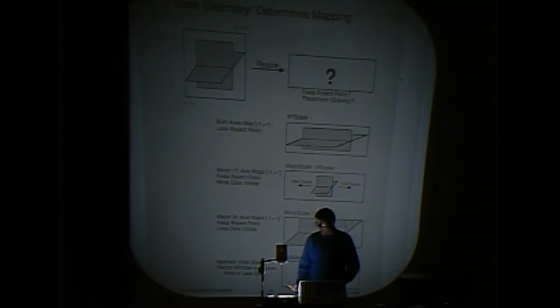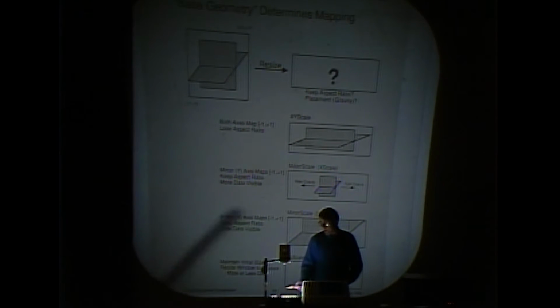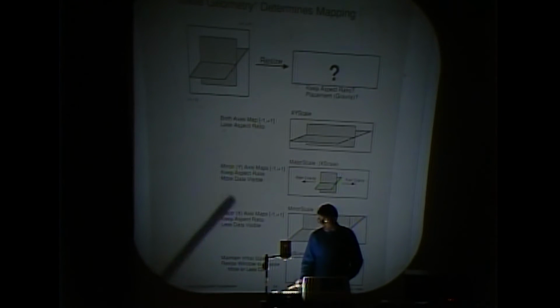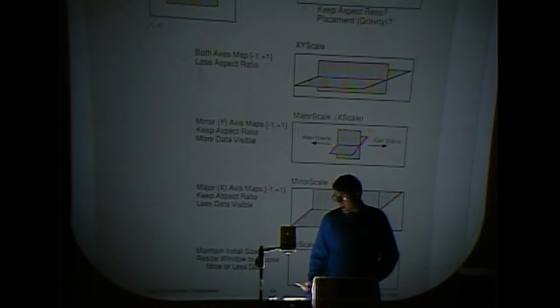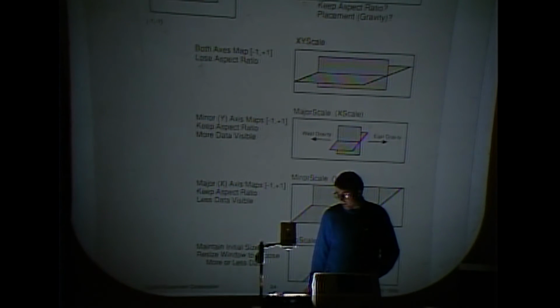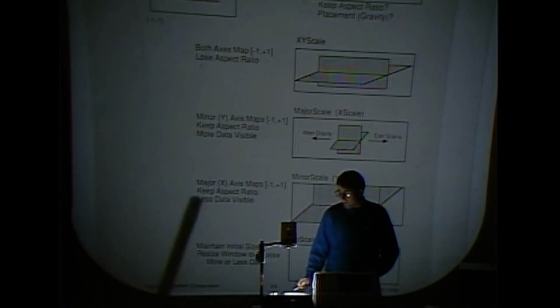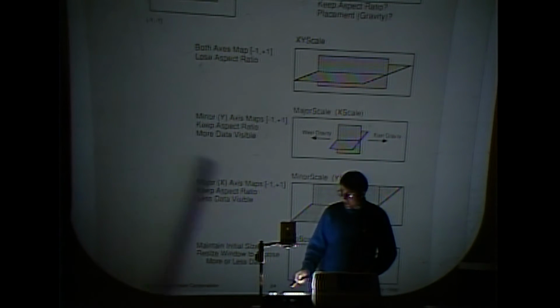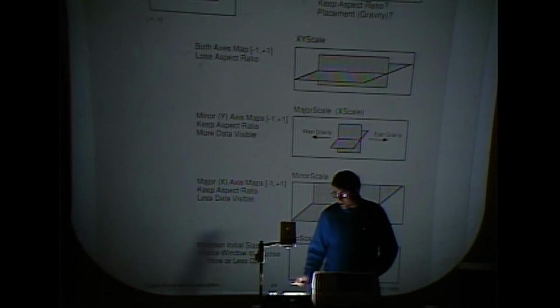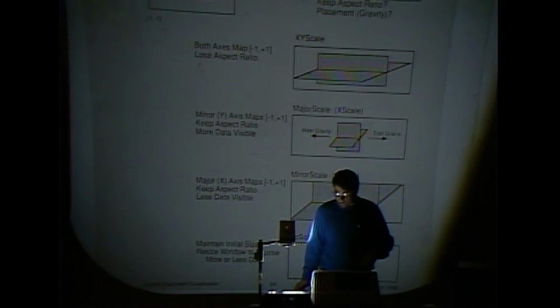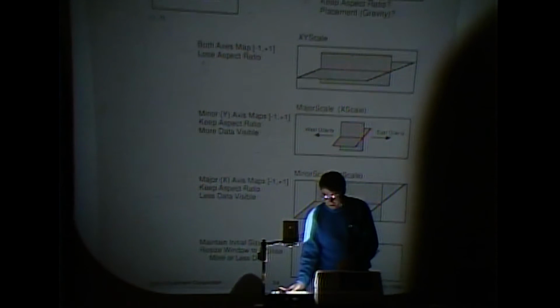The other options here are to maintain the aspect ratio of the object. Here you try to keep this square window within your X window, and using the bit gravity you can place it wherever you want. Here is a converse of that, where you want to map the major axis here, -1 to 1, and you scale the other axis so you lose some data. And another option is to maintain the size of the object, and resizing just shows more or less of your object.